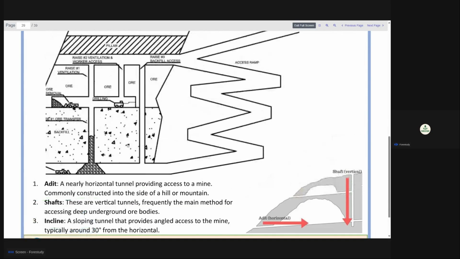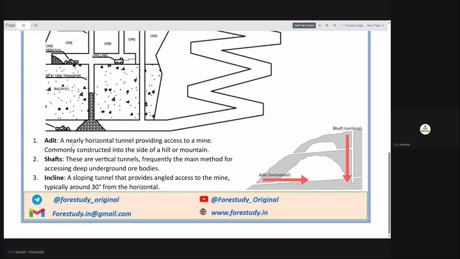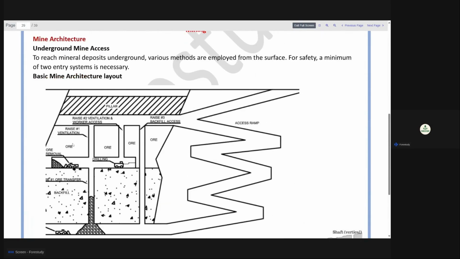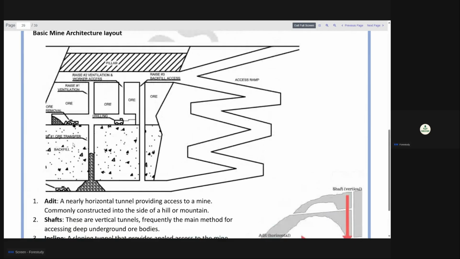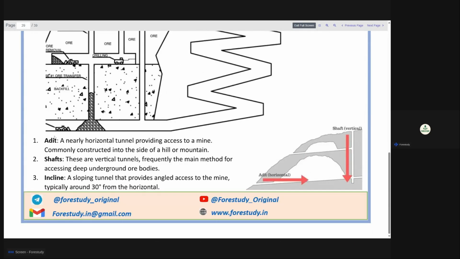Then we have an adit. What is an adit? So I've given you some more diagrams in the telegram group. Please follow those diagrams for more terminologies. So we have an adit, which is actually a nearly horizontal tunnel providing access to a mine, commonly constructed into the side of a hill or mountain.